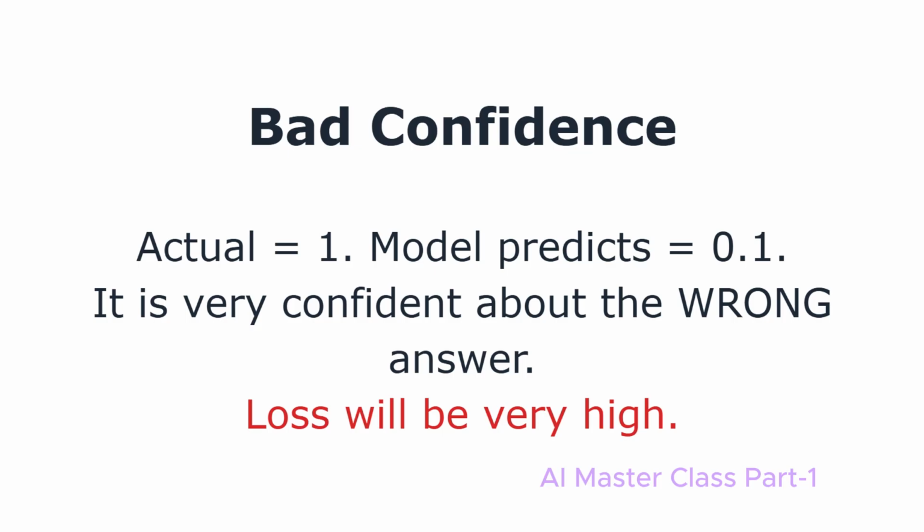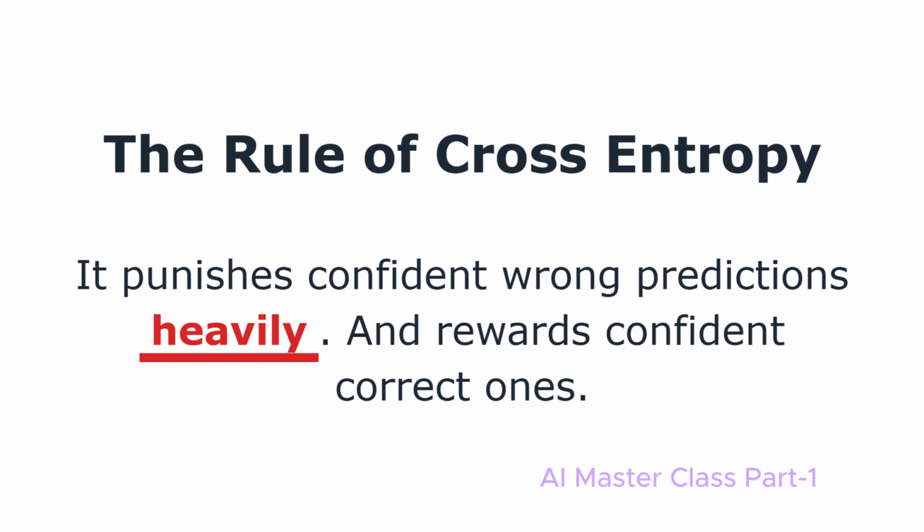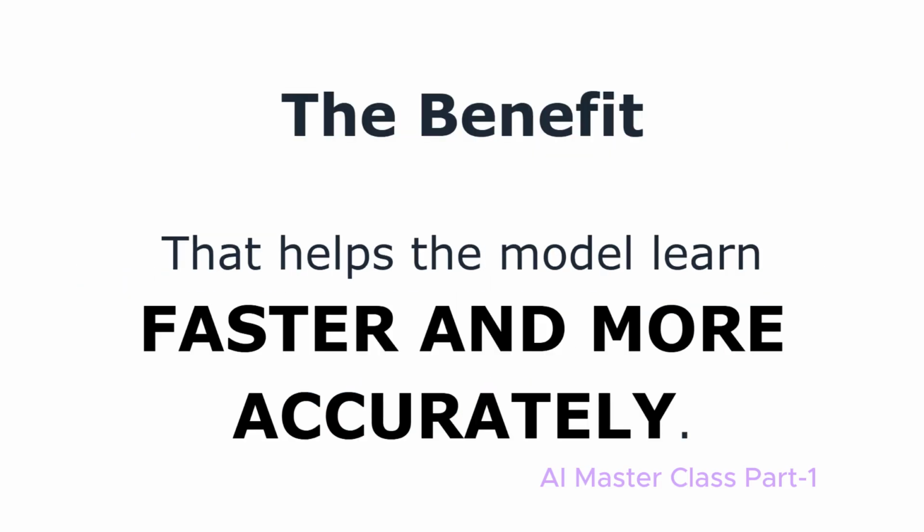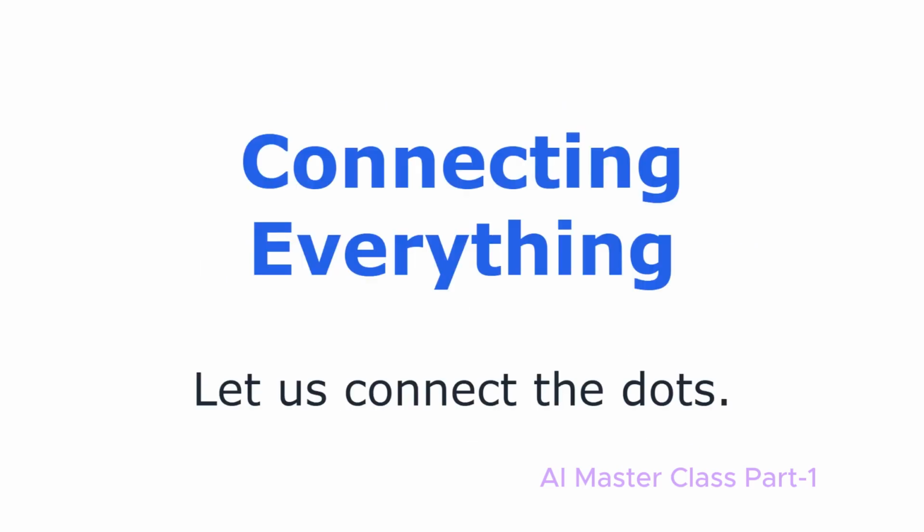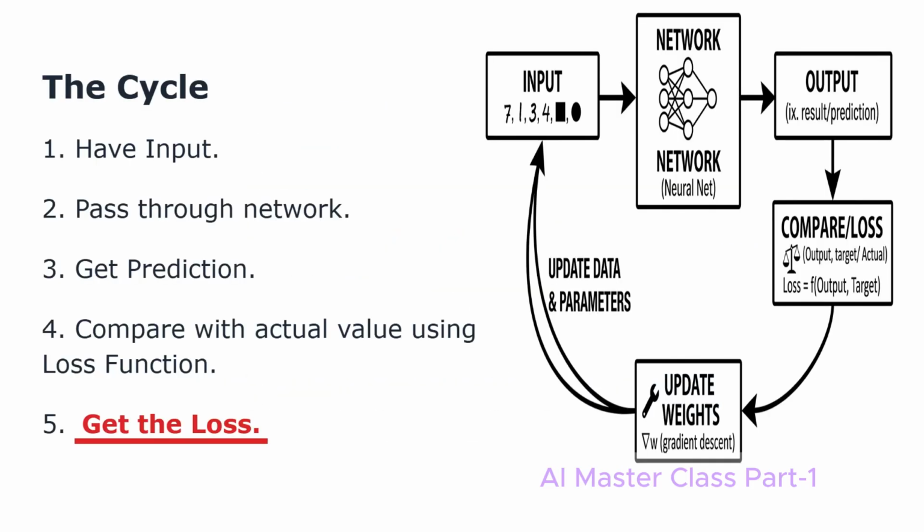So cross-entropy does one important thing. It punishes confident wrong predictions very heavily. And it rewards confident correct predictions. That helps the model learn faster and more accurately. Now let us connect everything together. We have input. We pass it through the network. We get a prediction. Then we compare that prediction with the actual value using the loss function.